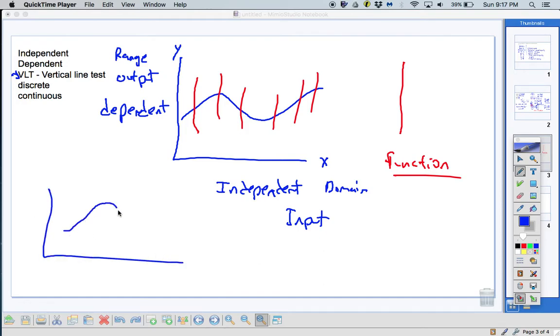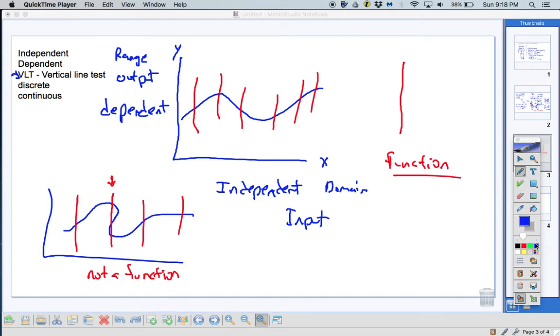So here's a graph that looks like this. And when we start drawing our vertical lines, here it's okay, there it's okay, there it's okay, but as soon as we draw the line right here, it actually touches at 1, 2, 3 different spots. So this one line alone says that this is not a function. It only takes one line that you can draw to make something not a function. So the goal is to find one line. If you can do that, it is not a function.